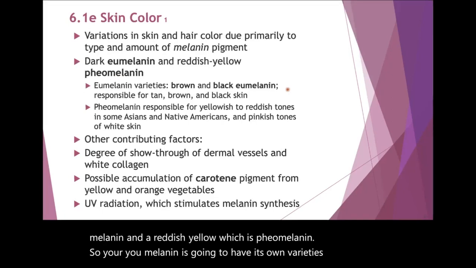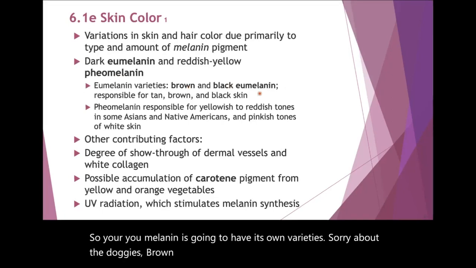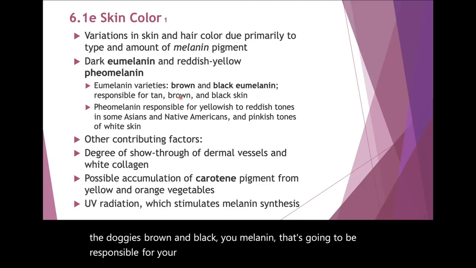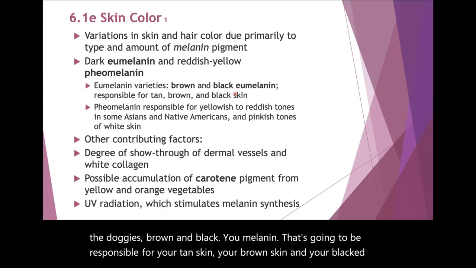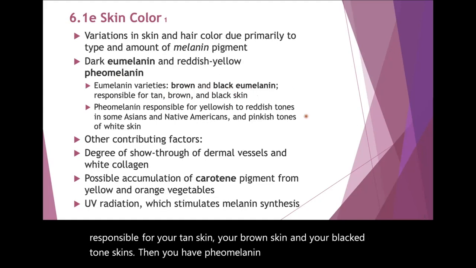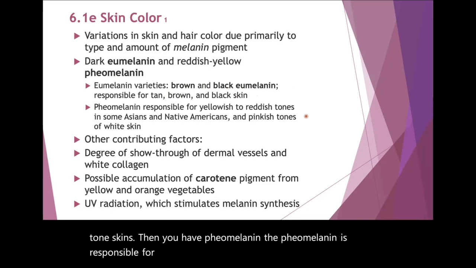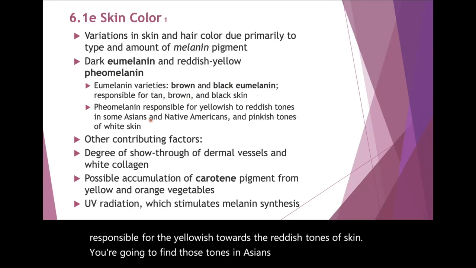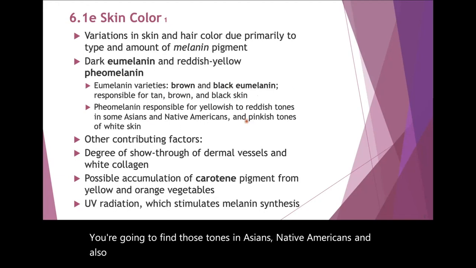Your eumelanin has its own varieties, brown and black eumelanin. That's responsible for your tan skin, your brown skin, and your black-toned skins. Then you have pheomelanin, which is responsible for the yellowish towards reddish tones of skin. You're going to find those tones in Asians, Native Americans, and it's also responsible for the pinkish tones of white skin.